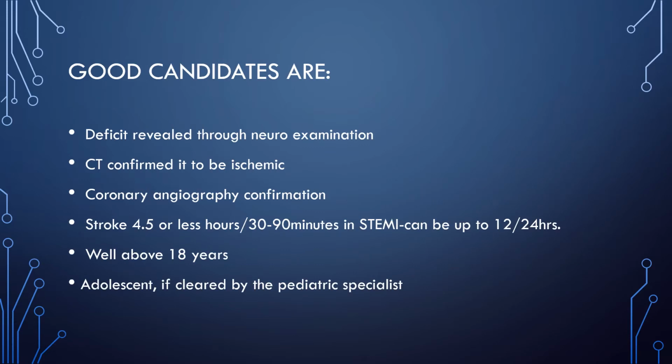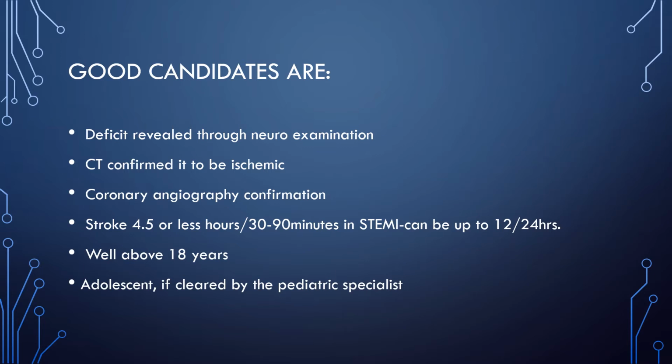The good candidates for thrombolytic agents are individuals with stroke and already proven through neurological examination to have neural deficits, or CT has confirmed the ischemic region of the brain, or coronary angiography when it comes to heart attack has confirmed where the thrombus is, or the stroke timing is presenting within 4.5 hours or less, or ST-elevated myocardial infarction is presenting within 30 to 90 minutes.